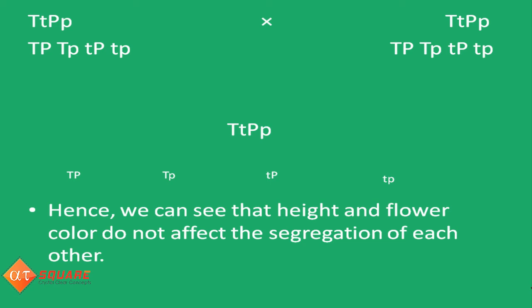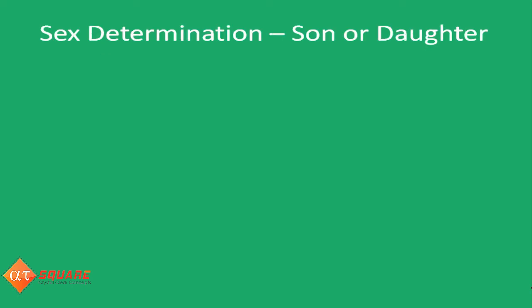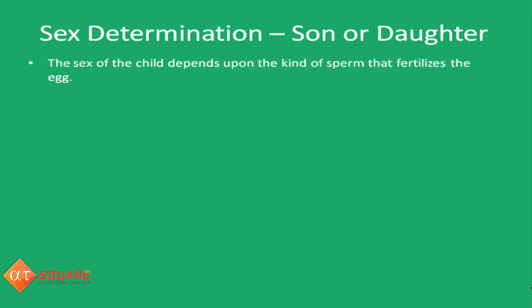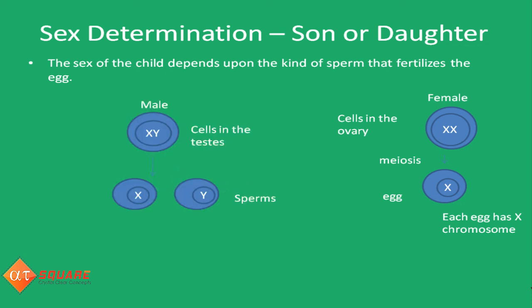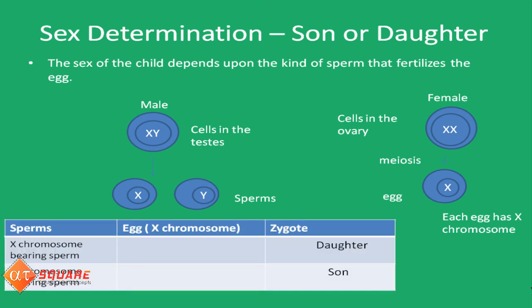Now, we will discuss sex determination. The sex of the child depends upon the kind of sperm that fertilizes the egg. The egg contains only one X chromosome, but half of the sperms released into the female are X-bearing and the remaining are Y-bearing. It is simply a matter of chance as to which category of sperm fuses with the ovum.